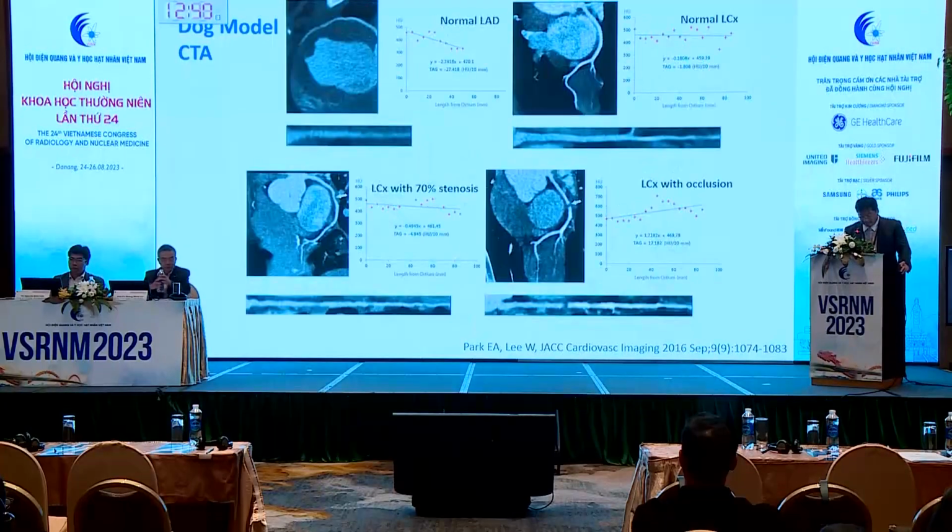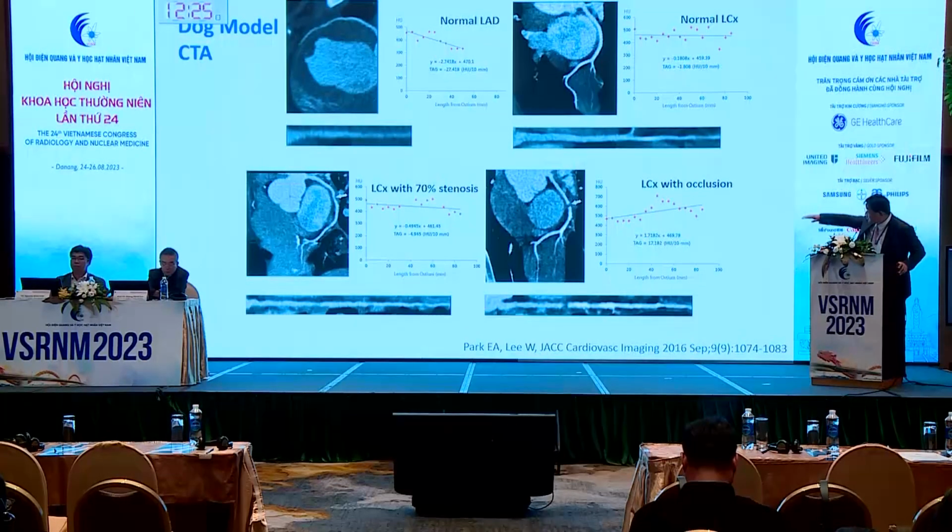So when we measure the TAG, the normal LAD has a rapidly decreasing diameter and has some degree of TAG, but the circumflex artery is big in dogs, so they do not show any TAG, with or without stenosis. So regardless of the stenosis, it depends on the vessel diameter. In case of occlusion, you can see some reverse TAG, so it depends on the timing.